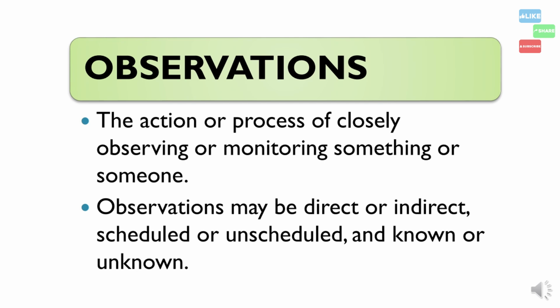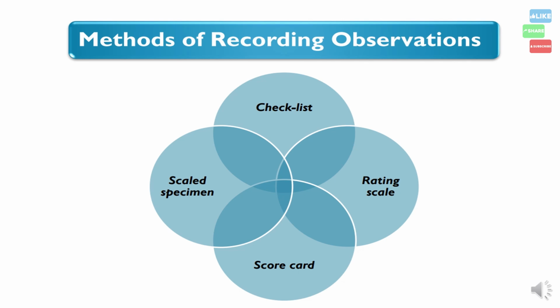Now there is observation. In this, the action or process of closely observing or monitoring something or someone. So observation may be direct, indirect, scheduled, unscheduled, and known or unknown. Now we have methods of recording observation, like we have the checklist, we have the rating scale, and we have the scorecards.